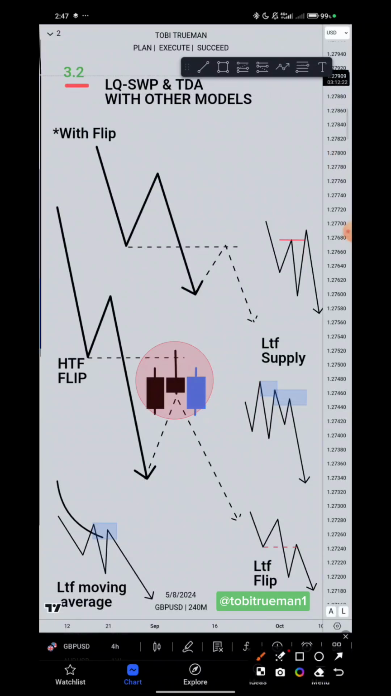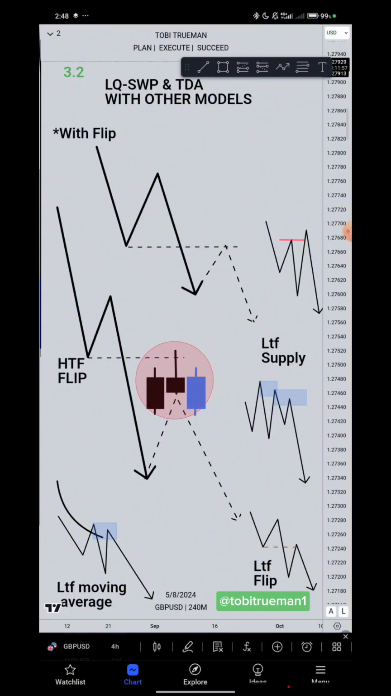So this will be 3.2, and that LQ there is called liquidity, and the sweep is to signify that this will be the candle. We want the candlestick wick, not the full body, okay? That is the meaning of SWP. So liquidity, candlestick sweep, and top down analysis, which is TDA.